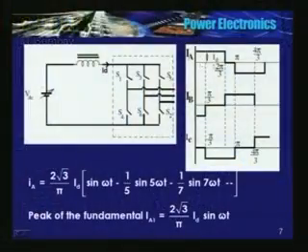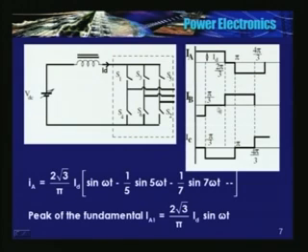See here, IA. In other words, S1 is conducting for 2 pi by 3 radians, 120 degrees. Whatever current is flowing in the DC link flows out of terminal A. From 2 pi by 3 to pi, S1 is off, S4 is also off. At pi, S4 is turned on.